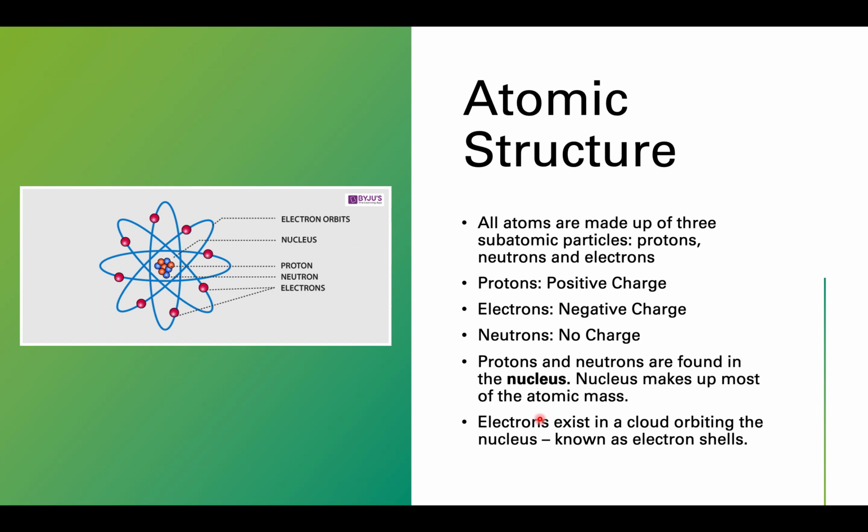Electrons, which are 1835 times smaller than a proton, are clearly more lightweight and don't contribute to the atomic mass. Instead, however, these electrons exist in a cloud orbiting the nucleus, known as electron shells. Remember that in uncharged neutral atoms, the number of protons is equal to the number of electrons. So as you can see in this diagram, here is the nucleus, and here are the electron orbits.